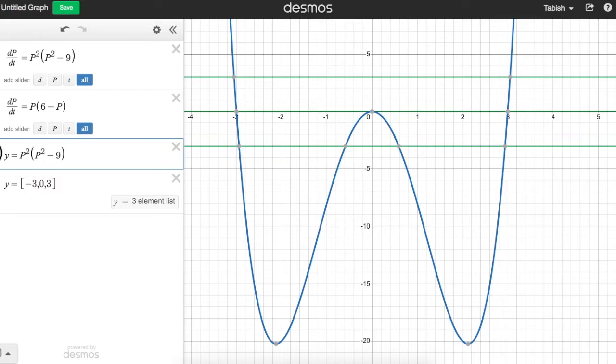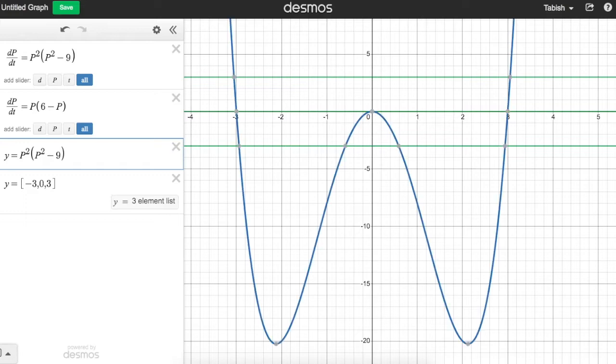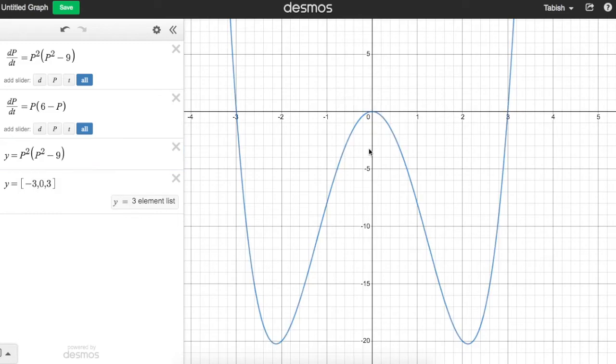So for -3, it's going to be a stable solution, because things are going to want to go to -3. For +3, it goes from negative to positive, so that's going to be our unstable solution. But we also have one more equilibrium value here, and it's at 0.